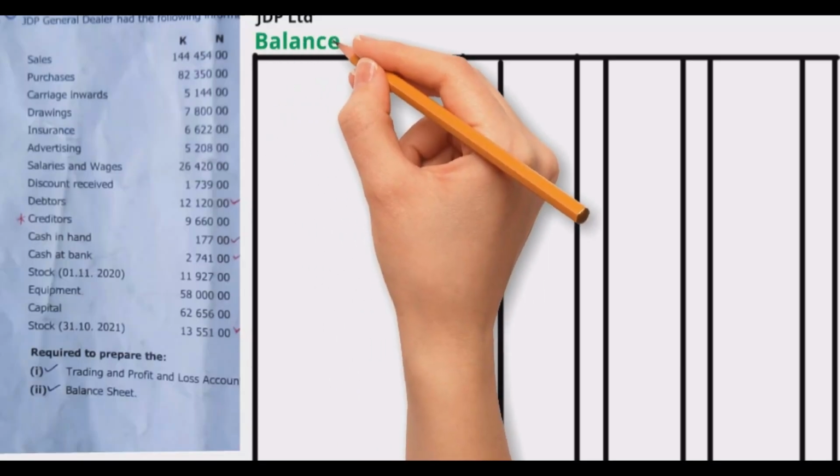Okay, so the second thing we need to do is to prepare the balance sheet. So we're going to prepare the balance sheet. I'm going to write JDP Limited. Then I'm also going to record the balance sheet at 31st October 2021. Okay, so I'll write that.